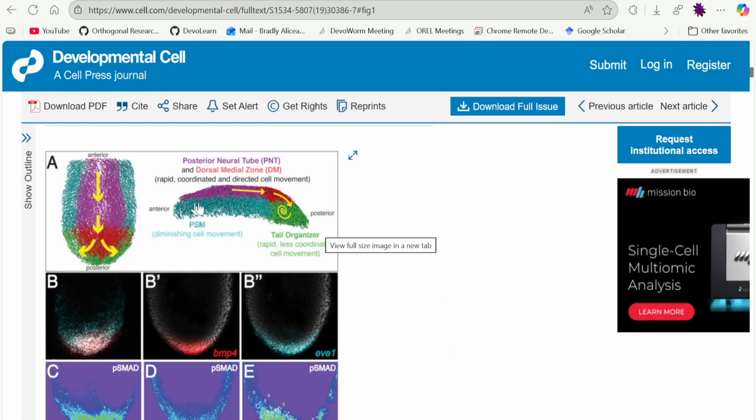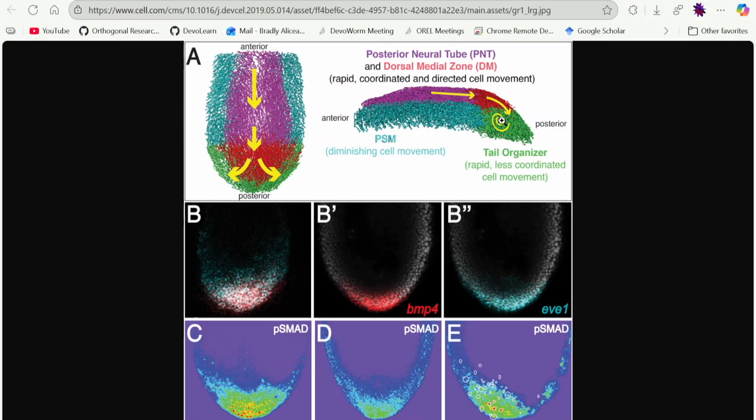Mm-hmm. So I think this figure shows what they're talking about, where you have the anterior and posterior end, the posterior neural tube in purple, and then the dorsal medial zone here. This is where you have this coordinated and directed cell movement, axial movement down from anterior to posterior. And then there's this swirl there, and I think that's the eye, right? No, this is the tail organizer. Oh, okay. So it's a placode of some sort? Yeah, I think so.